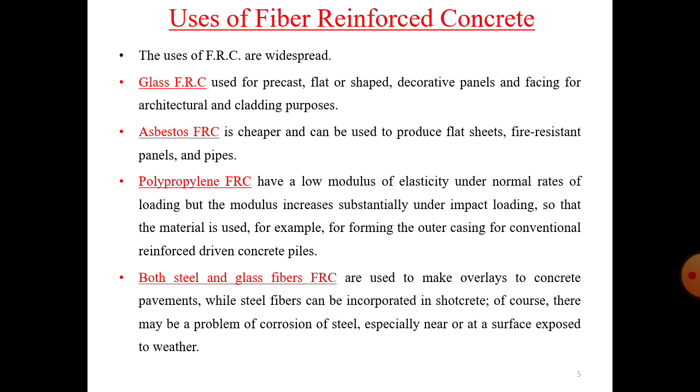Next, you have to study the uses of fiber reinforced concrete. Glass fiber reinforced concrete is used for precast flat or shaped decorative panels, and also for making facings for architectural and cladding purposes. Then asbestos FRC is cheaper and can be used to produce flat sheets, fire resistant panels as well as pipes. Polypropylene FRC has a low modulus of elasticity under normal rates of loading, but the modulus increases substantially under impact loading.